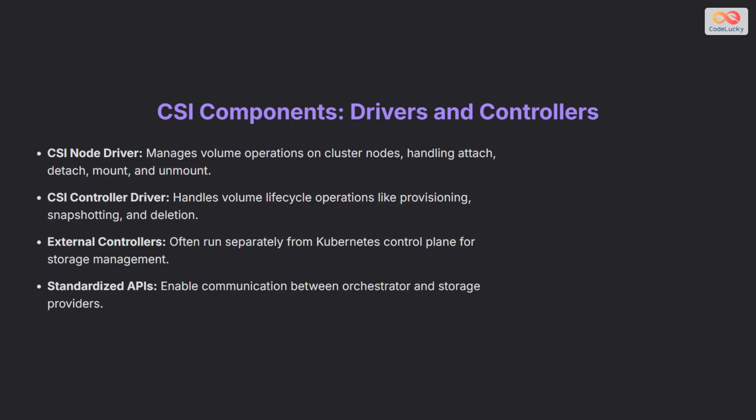CSI is made up of components called node drivers and controller drivers. The node driver manages volume operations like attaching, detaching, mounting, and unmounting storage on cluster nodes. The controller driver handles important storage lifecycle tasks like creating volumes, taking snapshots, and deleting them. Sometimes there are external controllers that run separately for managing storage tasks. All of these components communicate through standardized application programming interfaces.